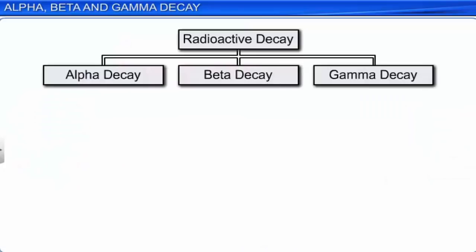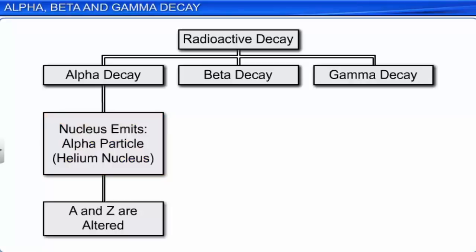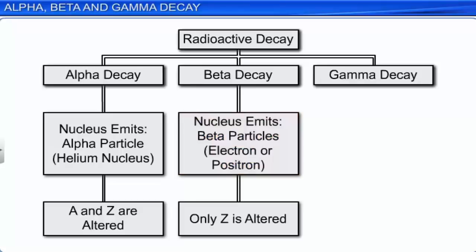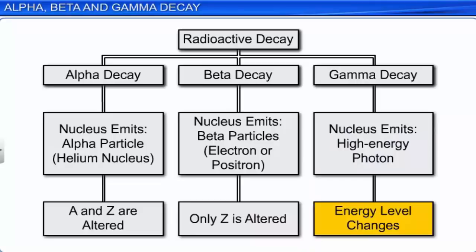To summarize, an unstable nucleus undergoes radioactive decay to attain stability. In alpha decay process, a radioactive nucleus emits an alpha particle, which is a helium nucleus. Here, the mass number A and atomic number Z are altered. In beta decay process, a radioactive nucleus emits a beta particle, which is an electron or a positron. Here, the atomic number Z is altered. In gamma decay process, a nucleus in an excited state emits a high-energy photon to reach a lower energy state. Here, only the energy levels change and there is no change in either the mass number A or the atomic number Z.